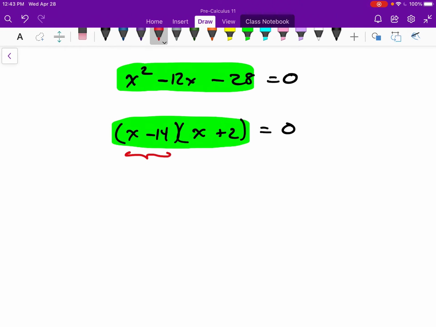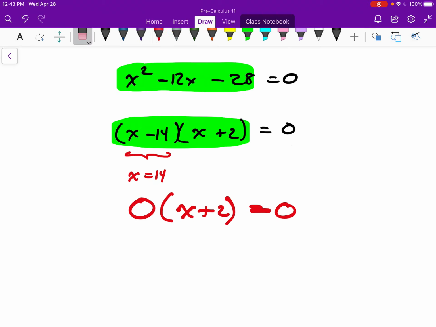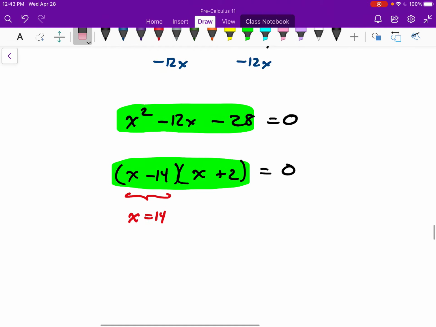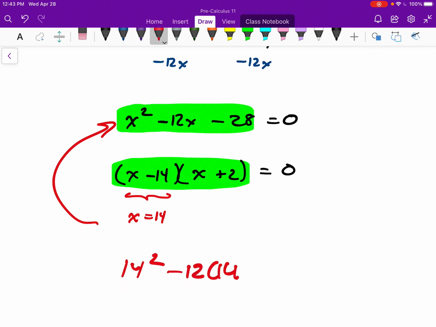Because if I inspect this one factor right here, I can see if x equals 14, 14 minus 14 is 0. That means this whole factor here will become 0, and it'll be 0 times x plus 2. I don't even care about that because 0 times anything equals 0, and that's what we're trying to figure out. We're trying to make this whole thing equal 0. Which means I can tell by inspection that one of my solutions must be 14. And if you're not sure, you can take that 14 and put it back in here and go 14 squared minus 12 times 14 minus 28. And if you don't believe me, you'll get a 0.